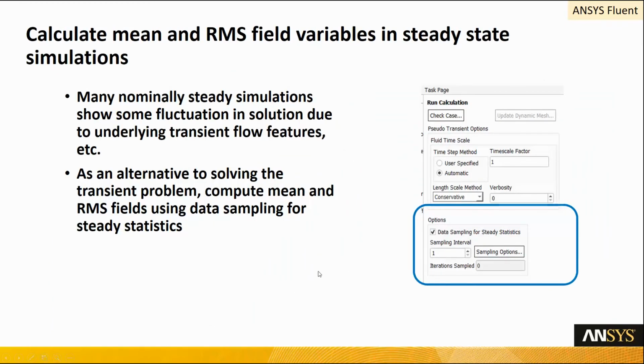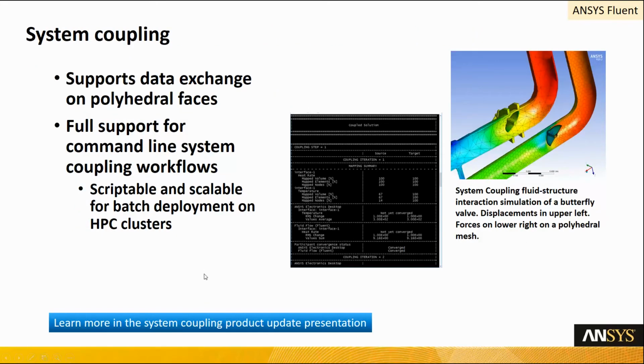Something that I really appreciate and have used, that when you've got a steady state run that doesn't quite converge, you'd like to avoid running a transient, so you can switch on steady statistics, and from that you can compute a mean and a root mean squared error, so you can see where the flow has settled down, where it's varying, and what's the size of that variation. That's a welcome addition.